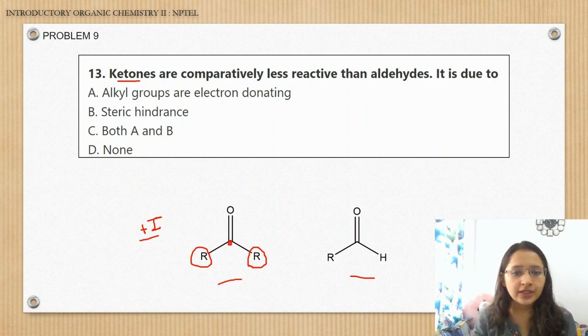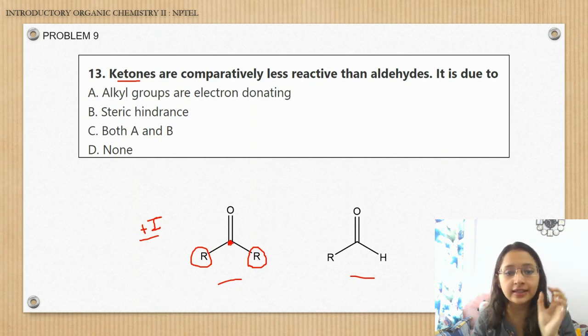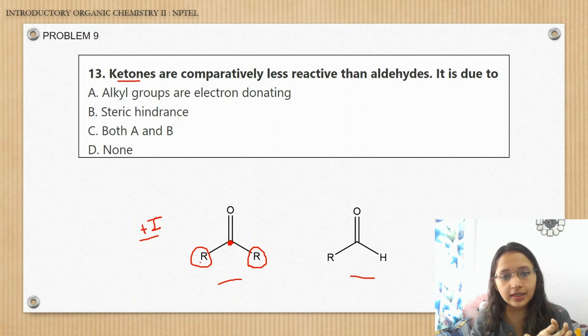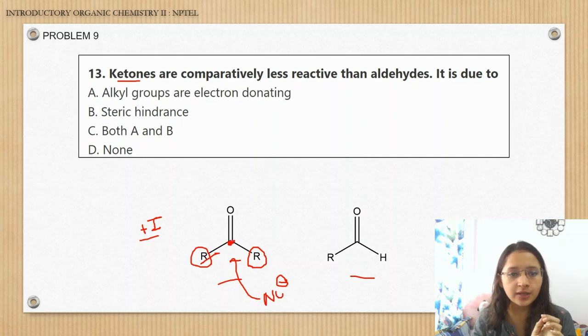So carbon is much more electron rich here, and that is why it is less reactive. The carbon of this carbonyl, we have studied, is electrophilic in nature. So anything which is increasing the electron density towards this carbon is making it less reactive towards the nucleophilic attack. We have seen that the nucleophilic attack is facile if the electrophilicity of this carbon is high. But here, in the case of ketones, these two alkyl groups increase the electron density at this carbon, and that is why they are making it less reactive towards the nucleophilic attack than the aldehyde.